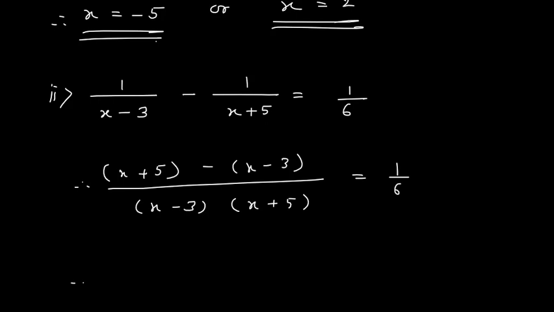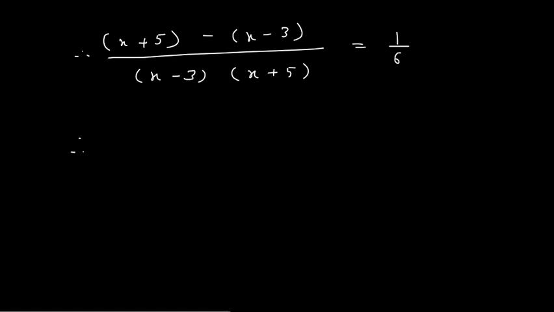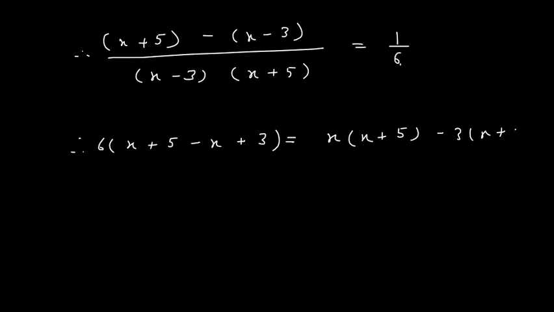So therefore you say x plus 5 minus x plus 3. Now this whole we will multiply by 6 and we bring this to the right hand side. So it is x into x plus 5 minus 3 into x plus 5. So two operations you can do simultaneously. Okay. So here we have 6 into, now this x cancels, 5 plus 3 is 8, 6 into 8 is equal to, here it is x square plus 5x minus 3x minus 3 fives are 15.